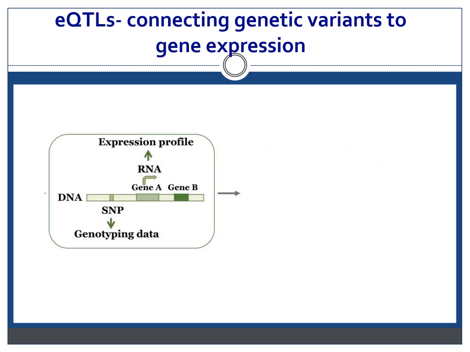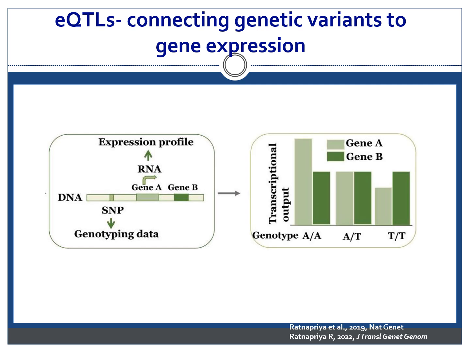So here it is shown how the eQTL works. Suppose there is a SNP which is near two genes, gene A and gene B. If you measure the gene expression in a large number of individuals with varying genotype, suppose the genotype could be AA, AT, and TT, you can see that the expression of gene A is changing with respect to the genotype, whereas the expression of gene B remains the same. So you would conclude that this variant is acting as an eQTL for gene A and not for gene B.